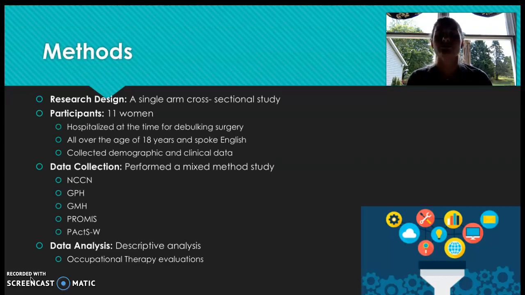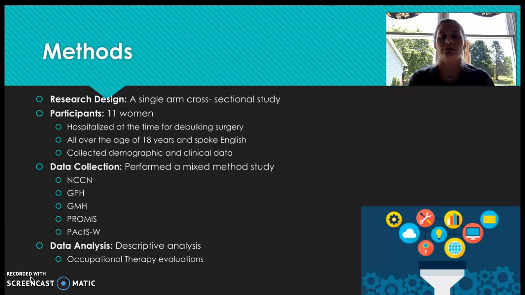So the methods. This research design is a single-arm cross-sectional study. There were 11 participants, which were all women. They were all hospitalized at the time for debulking surgery. They were all over the age of 18 and all spoke English. They also collected demographic and clinical data, such as cancer site, stage of the cancer, comorbid conditions, insurance types, self-reported race and ethnicity, as well as age. All women also provided consent to be a part of this study.